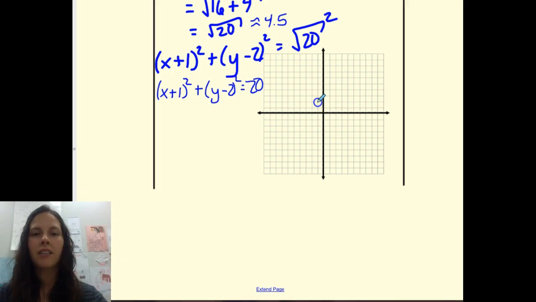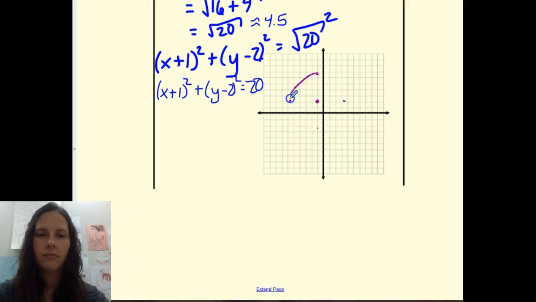Starting off by plotting our center of -1, 2, and then we will go 4.5 units away from our center in every direction. And connect our points.